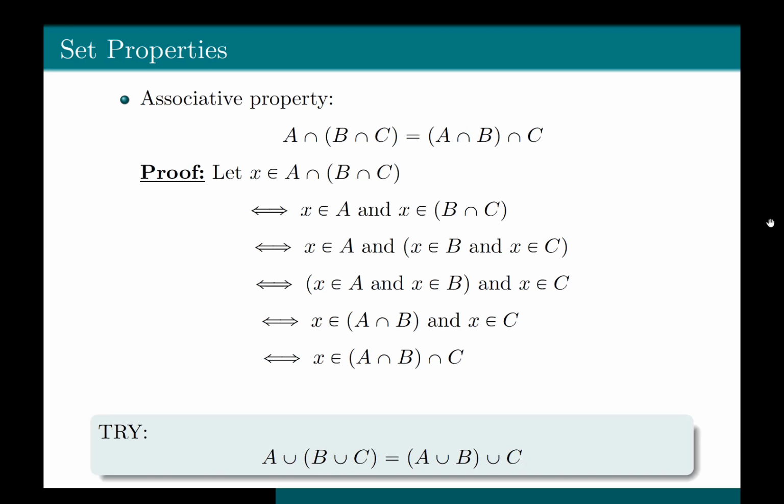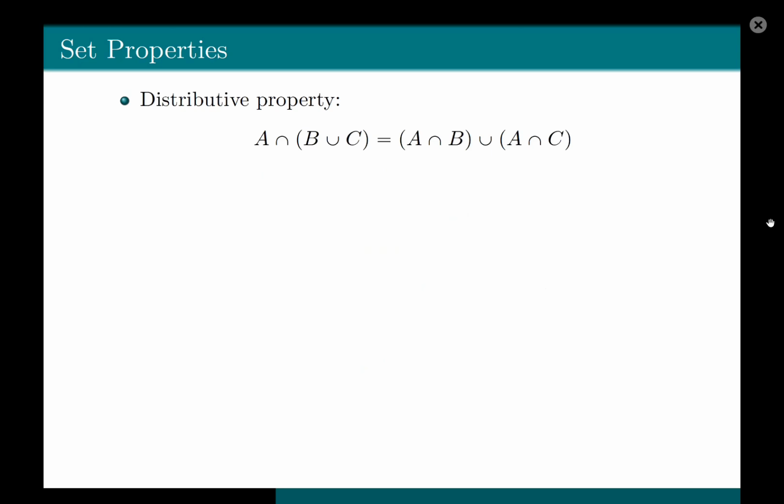Okay, so now the distributive property. What is the distributive property? The distributive property is that A intersection (B union C) is equal to (A intersection B) union (A intersection C). What does it mean? If you take the union of B and C and then its intersection with A, the result would be the same as taking the intersection of A and B first, and then its union with the intersection of A and C.